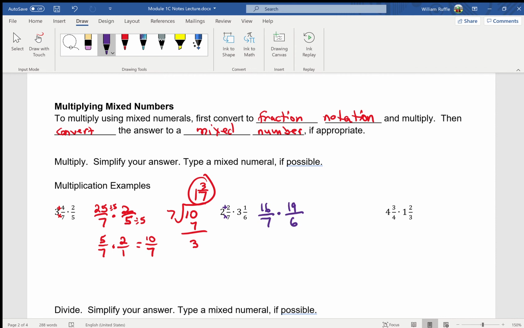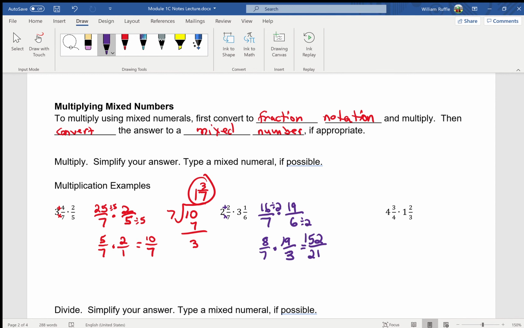Now, we got to look to see if we can reduce. 7 and 19 have nothing in common. These are both divisible by 2, so I really should divide each of these by 2 first to make it nicer. So then we get 8/7 times 19/3. 7 times 3 is 21 on the bottom. Now 8 times 19 is on the chart, and I get 152.